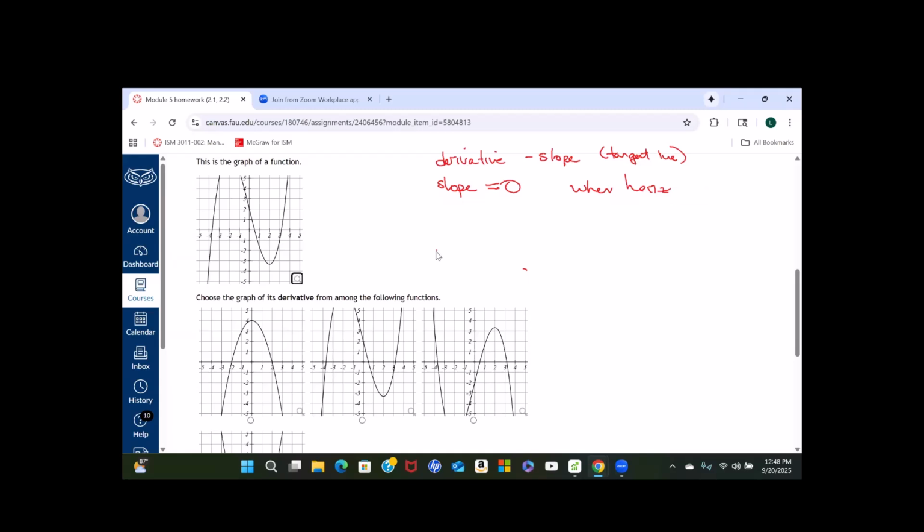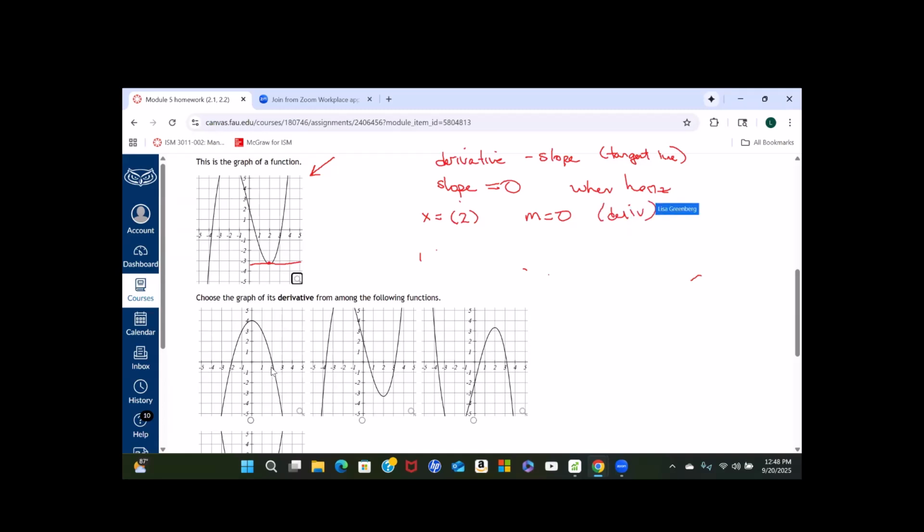When I'm solving this problem, I'm looking for another place where the slope would be 0, and would that match this graph? This is the original function, and I'm going to say the slope of the tangent line should be 0 here at x equals 2. Would you agree? Yes. When x equals 2, the slope is 0, which is the derivative.